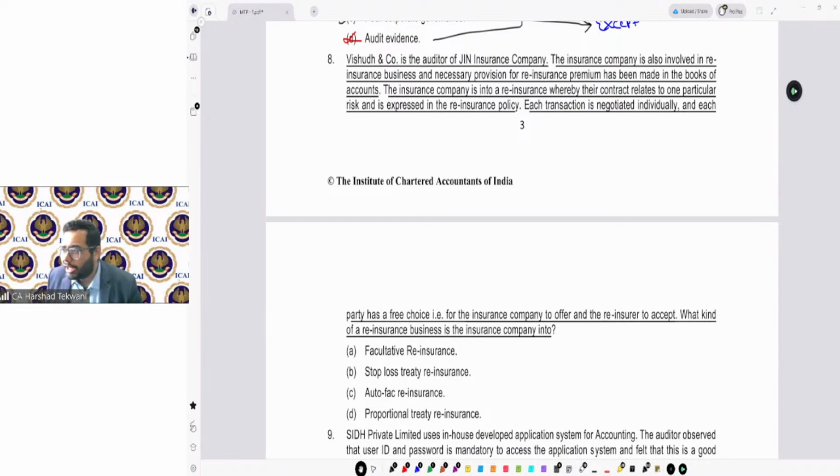So basically, we are talking about reinsurance over here, wherein Vidushan and Company is the auditor of the insurance company. The company is involved in reinsurance business. They have also provided necessary provision for the reinsurance premium. Now here, the insurance company is into reinsurance whereby the contract relates to one particular risk and is expressed in the reinsurance policy. Each transaction is negotiated individually and each party has a free choice, that is, the insurance company to offer and the reinsurer to accept.